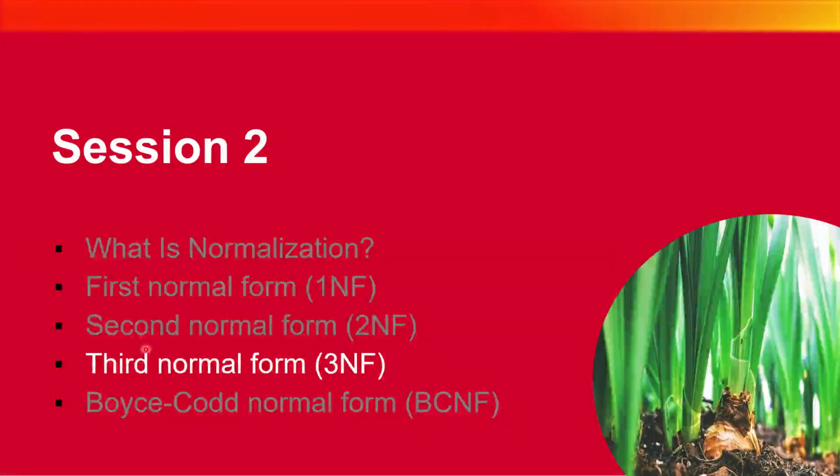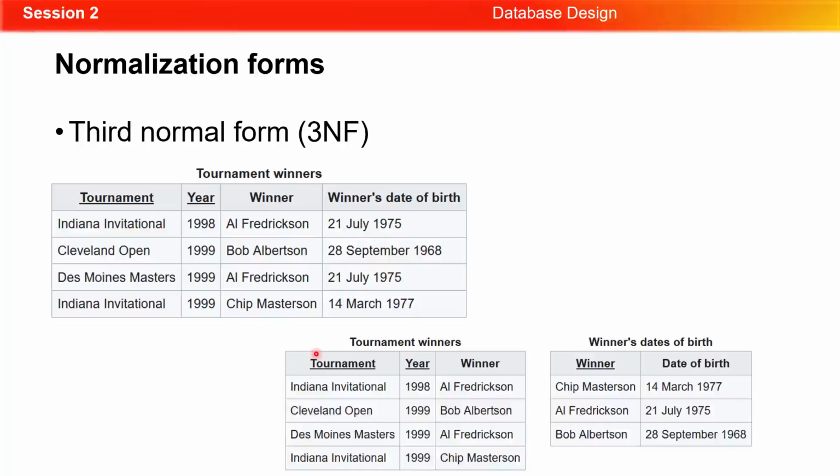In this video, we are going to discuss a particular type of normalization called third normal form. In order for a database to be in third normal form, it number one has to be in second normal form, and there can be no functional dependencies between the data in any of the tables.